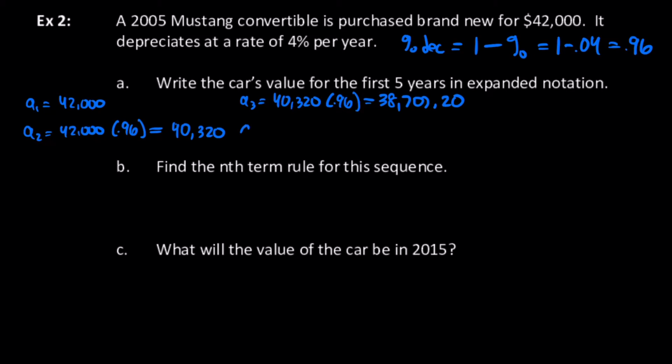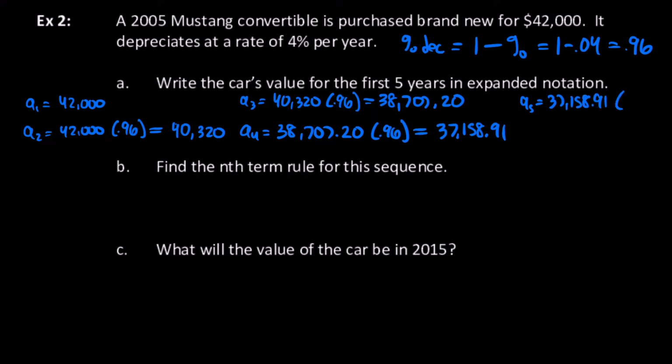38,707.20. A sub 4 is going to be that number, 38,707.20 times 0.96. Rounding to the nearest cent there, I got 37,158.91. And lastly, a sub 5 is going to be that 37,158.91 times 0.96. And that was, let me see, 35,672.56. So there's expanded notation.